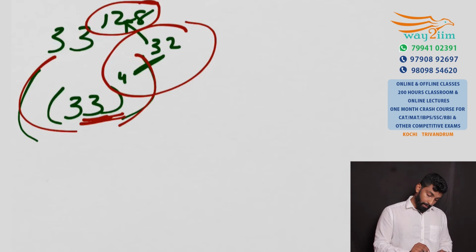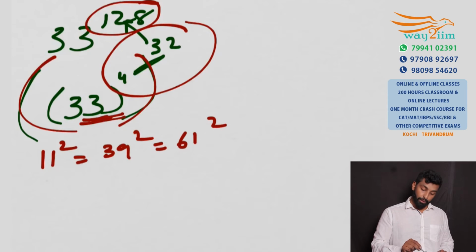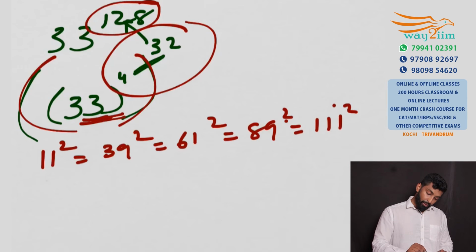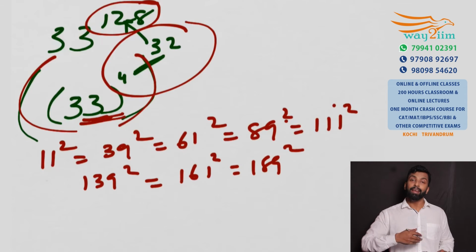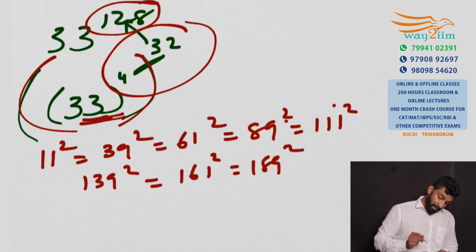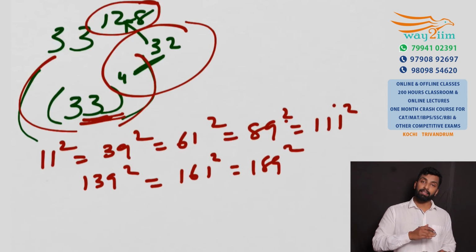You need to know only this thing: 11 square last two digits will be equal to 39 square last two digits, equal to 61 square, equal to 89 square, equal to 111 square, equal to 139 square, equal to 161 square, equal to 189 square last two digits, etc. It is going on. So the idea is, you take the 50 minus and 50 plus.